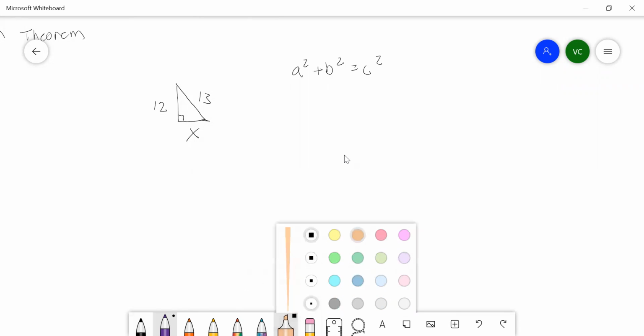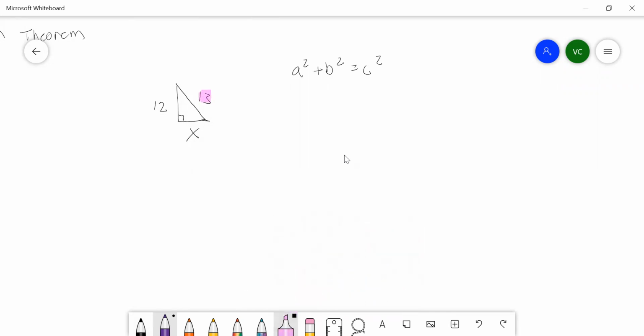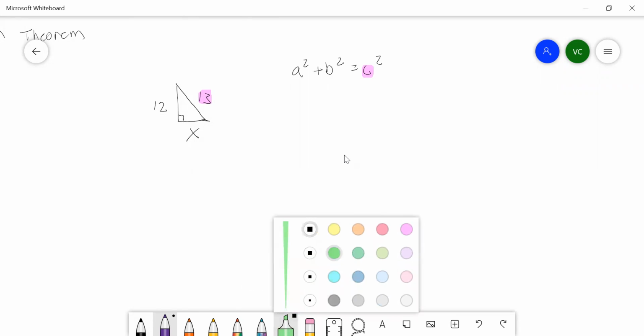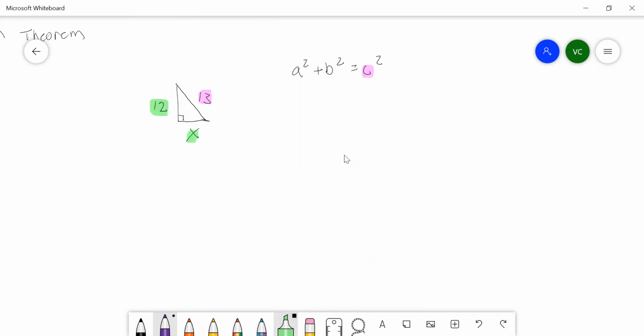Well, if you said that you think that the 13 is the longest, and so it should go into the C, you are correct. And so the other two sides, the 12 and the X, can go into A and B, no problem. So let's say 12 squared plus x squared equals 13 squared. 12 times 12 is 144, plus x squared equals 169.